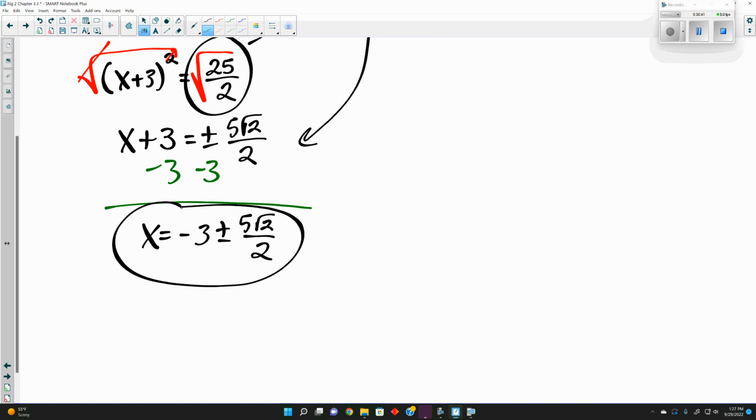And if you wanted to, you could try subtracting 3 from it and see what you get, and it'll tell you that it's negative 6 plus 5 square root of 2 or 5 square root of 2 minus 6. They're not like terms. You just combined them into one. But that right there is our answer. Questions on any of this here?